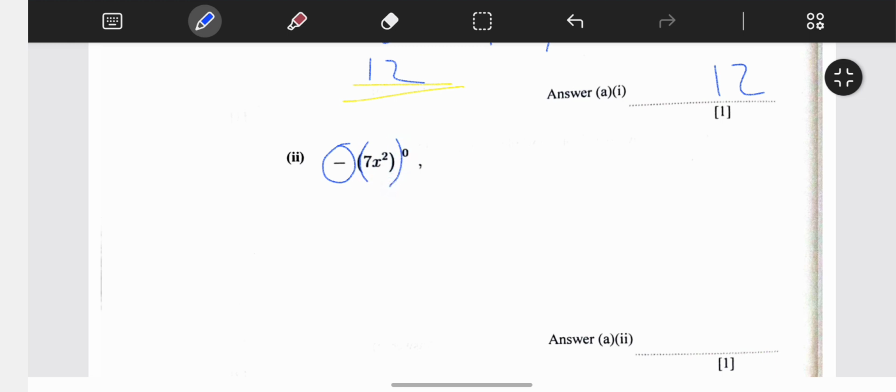And (7x index 2) index 0 is equal to 1. Why? Because any number raised to the power of 0 is equal to 1. So the answer there is equal to 1. Then we put the negative sign. So the answer is going to be negative 1.